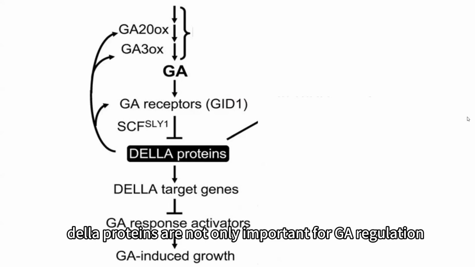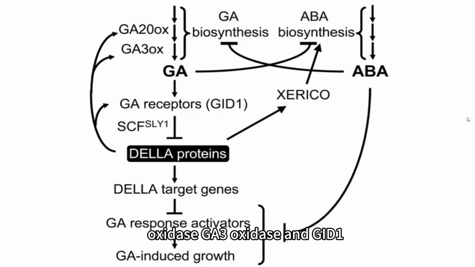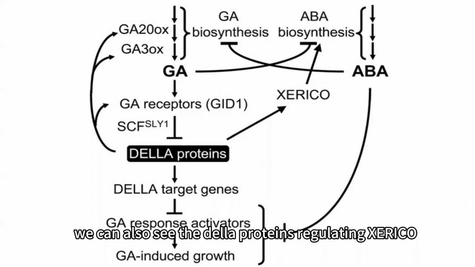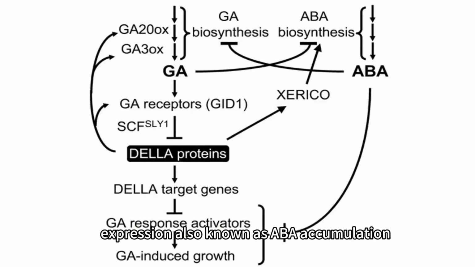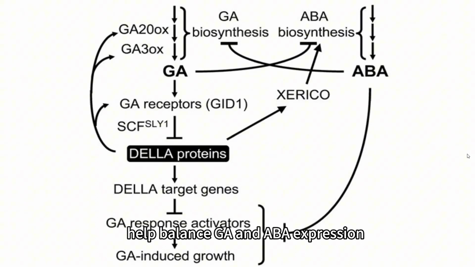DELLA proteins are not only important for GA regulation, but they also regulate upstream expressions of GA20 oxidase, GA3 oxidase, and GID1. Through this pathway, we can also see the DELLA proteins regulate XERICO expression, also known as ABA accumulation. This then shows how the GA signaling pathway and the inhibition of DELLA proteins help balance GA and ABA expression.